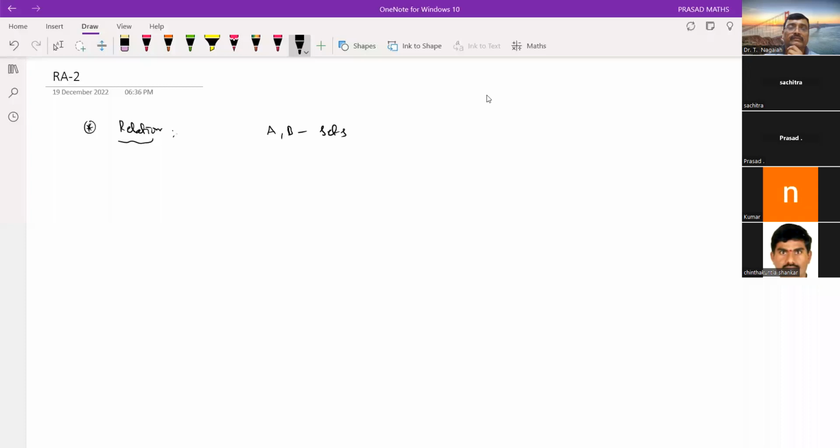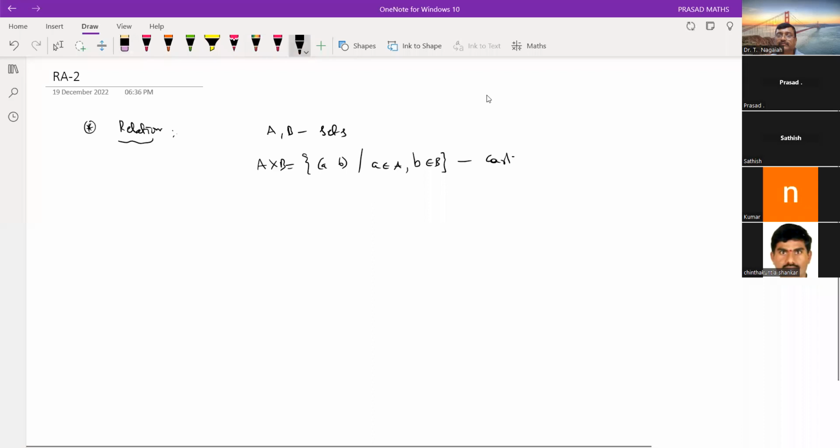Let us start with any two sets. In order to define a relation, first you need to know the Cartesian product. Do you know what I mean by Cartesian product? A cross B is nothing but the Cartesian product, the set of all ordered pairs (a, b) such that a belongs to A and b belongs to B.